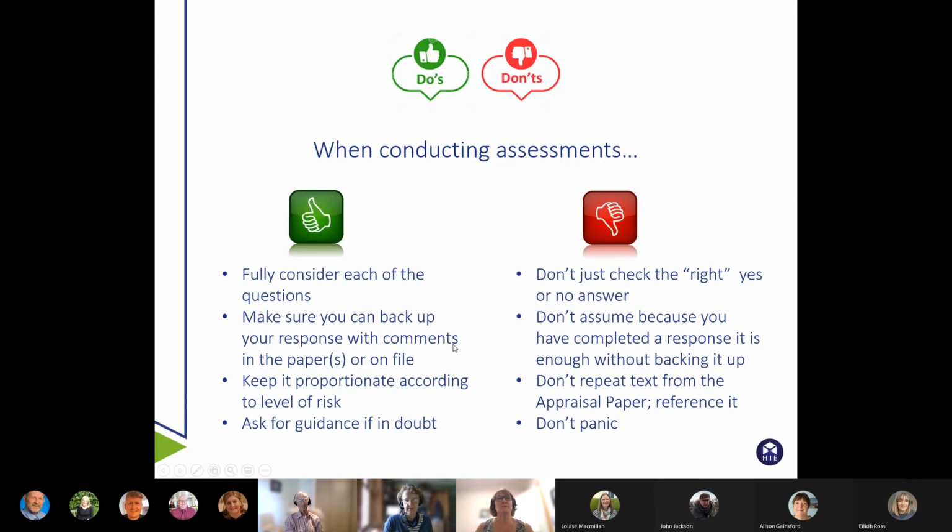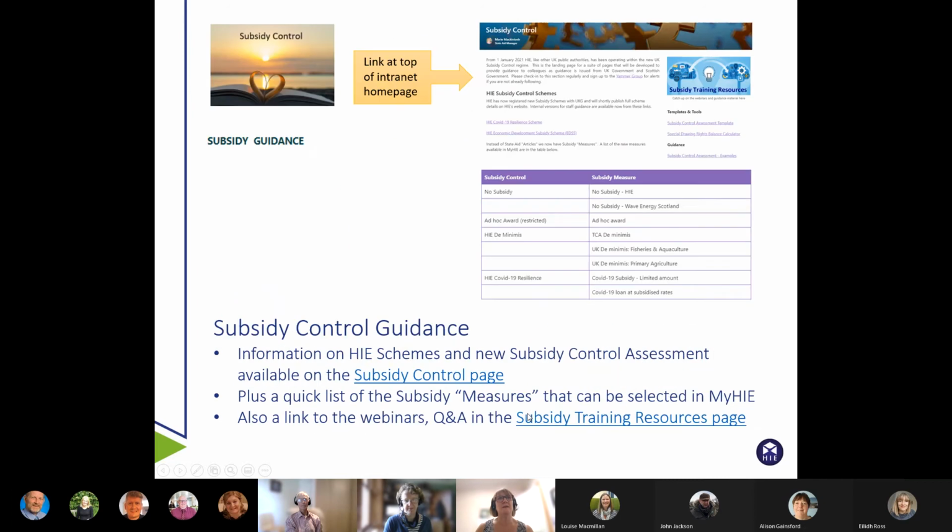So make sure you can back up your response with comments in the paper, and don't assume that because you've completed the response it's enough without backing it up. Don't write War and Peace if you're just running a short, low-value paper. Make the explanation proportionate, and you don't have to repeat stuff that's in the appraisal paper in that section 7.2. You can reference it, and if you're in any doubt at all, come and ask us.